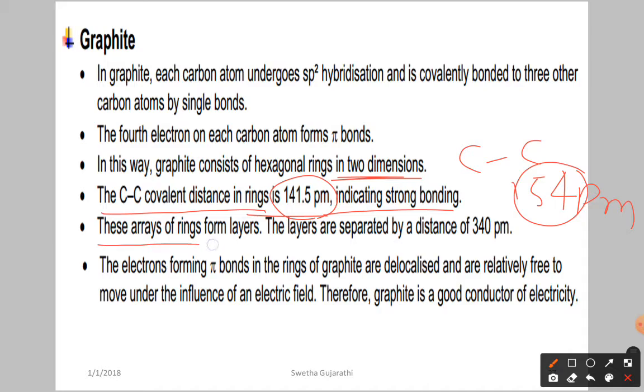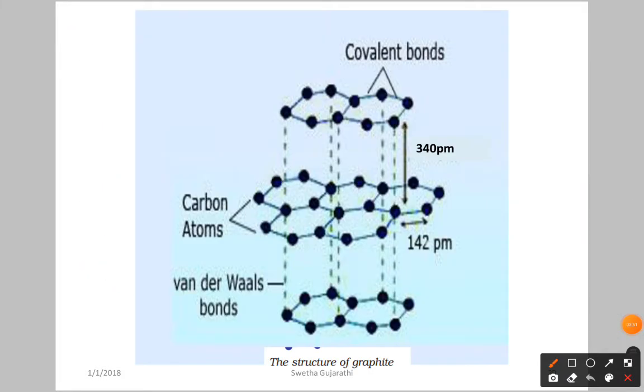These arrays of rings form layers. You can see these layers are separated by a distance of 340 picometers. They form as layers, and these layers have van der Waals bonds between them. The distance between these two layers is 340 picometers, while the distance between carbons is about 140 picometers.